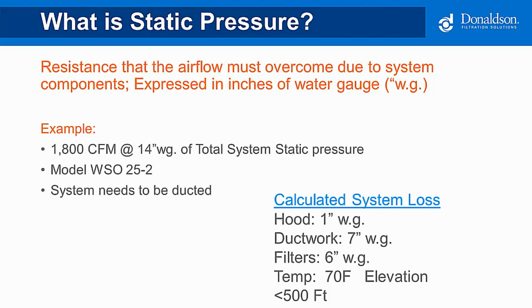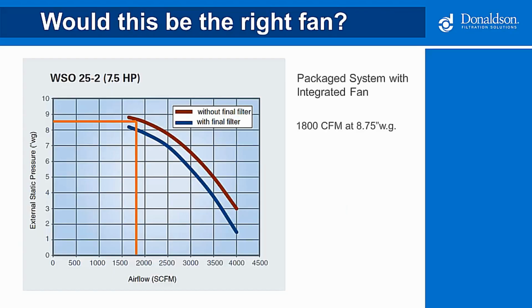Let's say we're going to lose about 1 inch for the hood. Let's say we have 7 inches of loss through all of our ductwork and elbows. And then, as I mentioned earlier, we want to size for dirty filters, so let's figure 6 inches of loss for the filtration device. So we have a total static pressure of 14 inches. Let's look on the next slide and see if the integrated fan that's an option would work for my particular process. As I mentioned, in this example we need 1800 CFM, and we calculated 14 inches total of static pressure required.